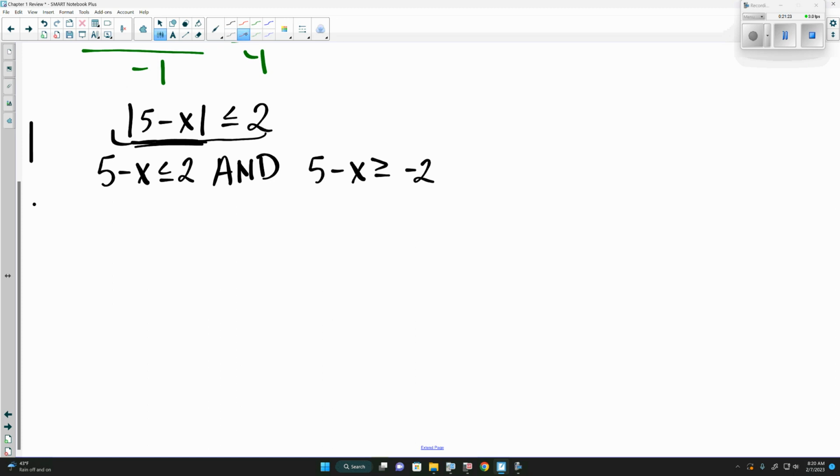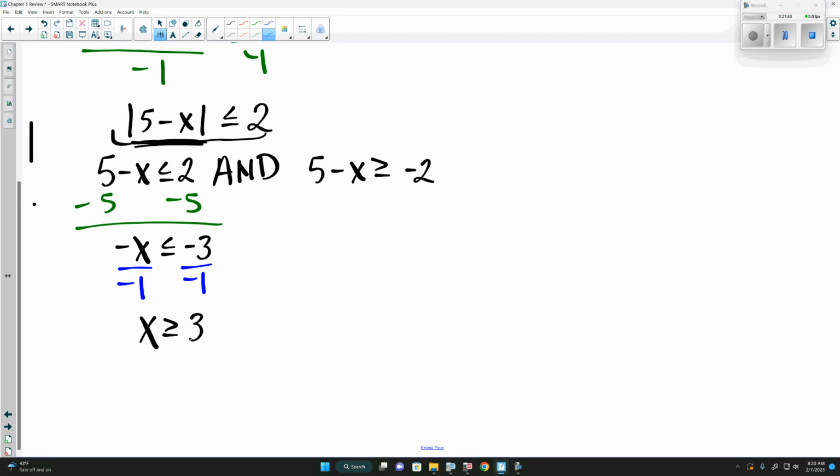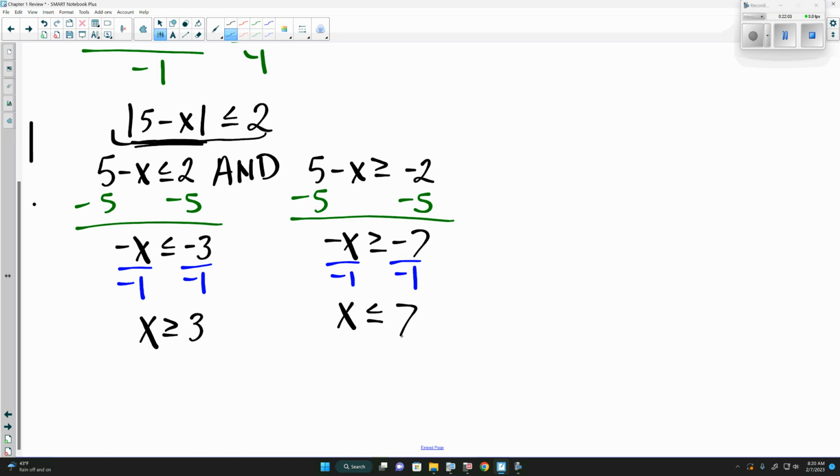Now, the first thing we can do here is subtract 5 from both sides, which will tell us -x is less than or equal to -3. Divide or multiply by -1 tells us x is greater than or equal to 3. We can do the exact same thing to the other side. We can subtract 5 from both sides, which tells us -x is greater than or equal to -7. And again, divide both sides by -1 tells us x is less than or equal to 7.